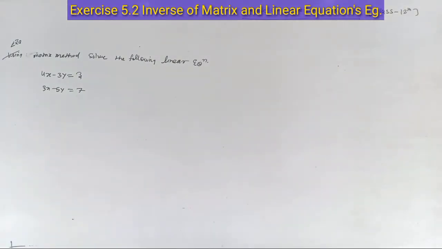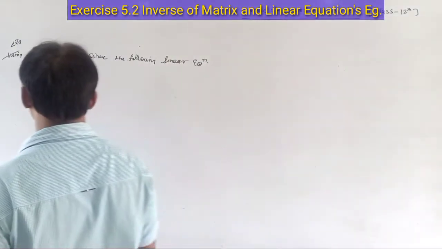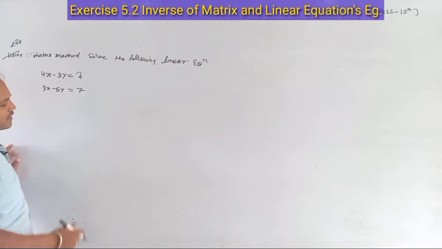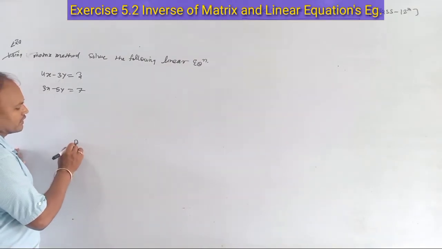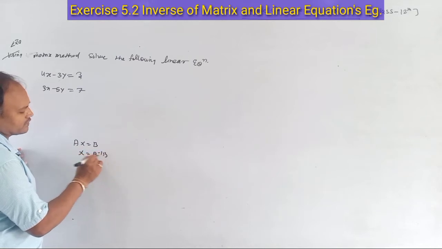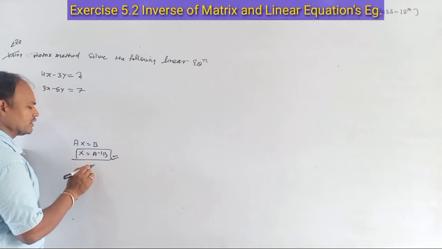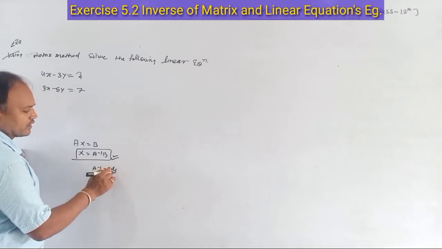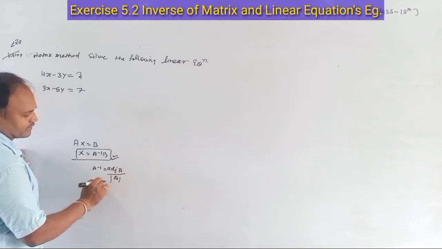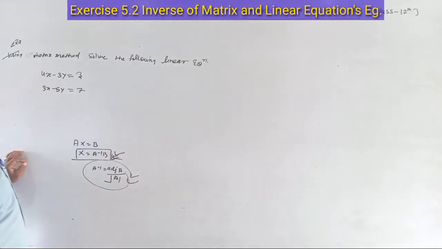In the previous video we discussed the matrix method. What is the matrix method? I explain again: Ax equal b, then x equal A inverse b is the matrix method. Remember, A inverse equal adjoint of A upon determinant of A. You know this very well. Okay, so we are going to solve this.